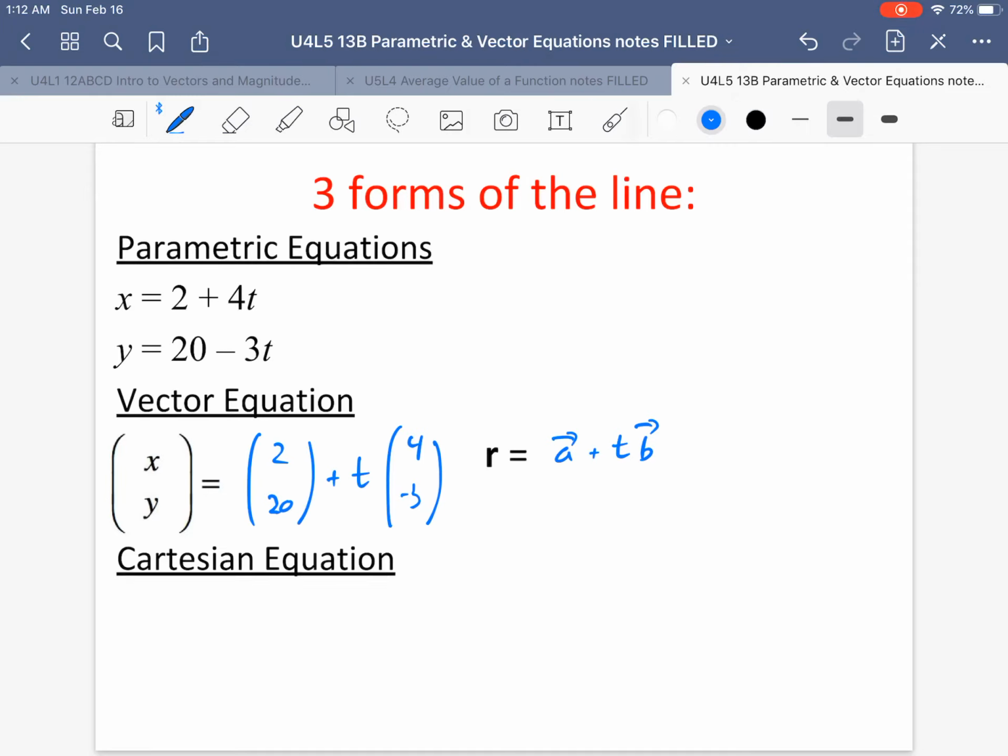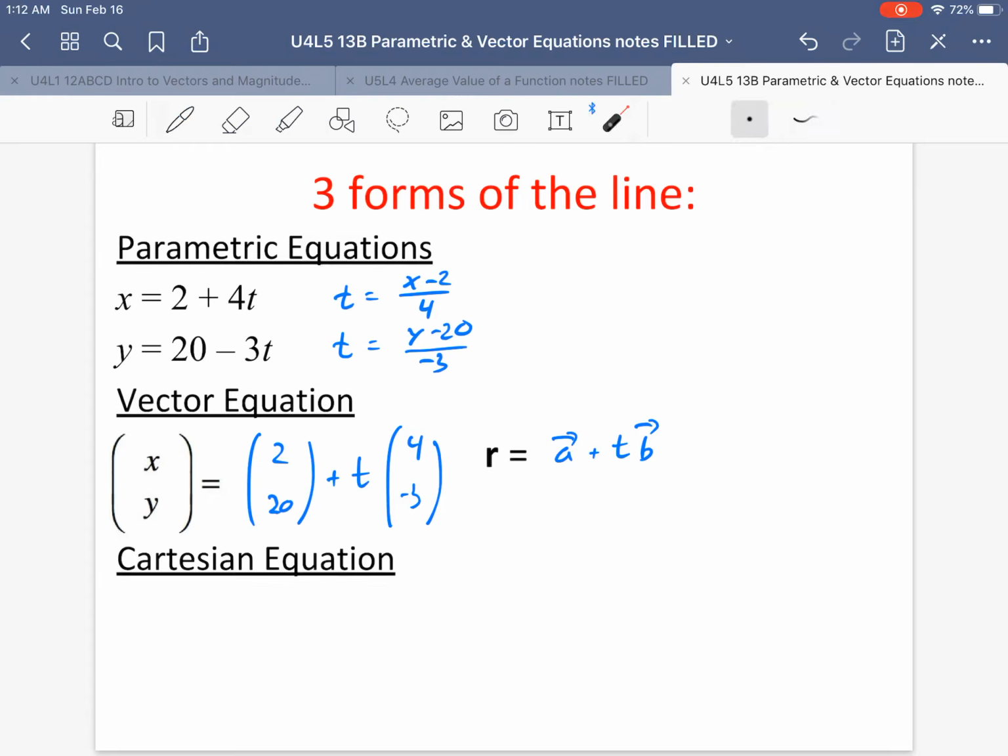So in the top one, that means that t is going to equal x minus 2 over 4. All right. In the bottom equation, t is going to equal y minus 20 over -3. Okay, let me check this because you guys know how my arithmetic is. x minus 2 over 4, that looks right. y minus 20 over -3, that looks right.